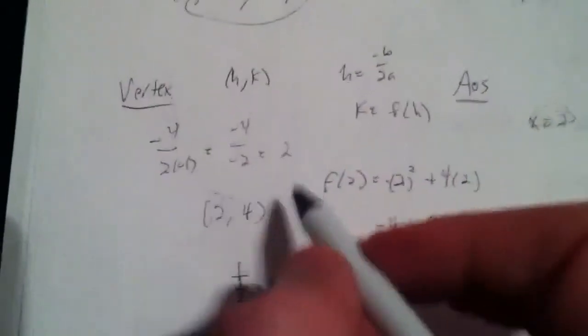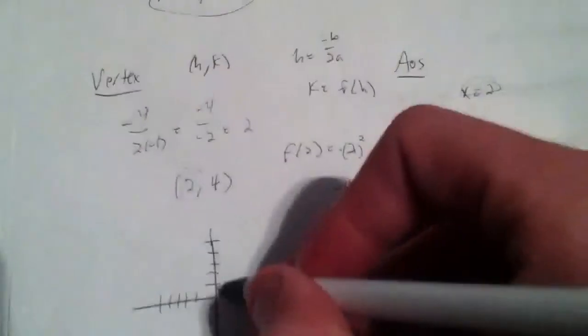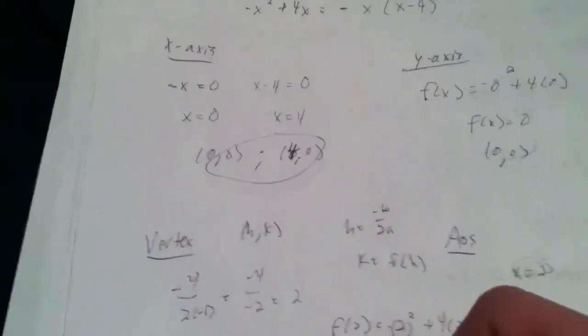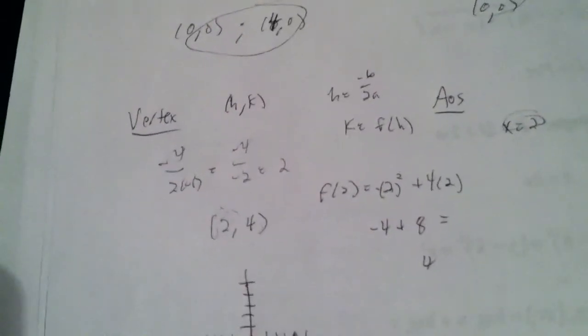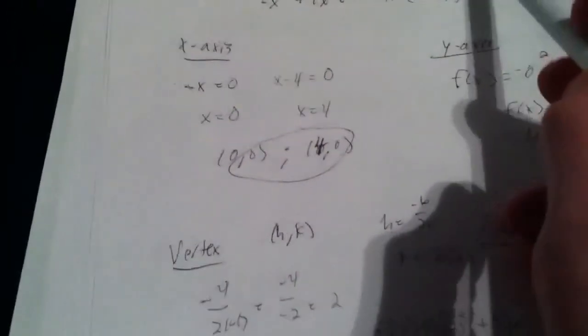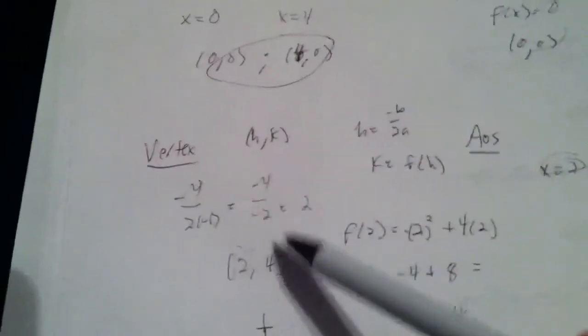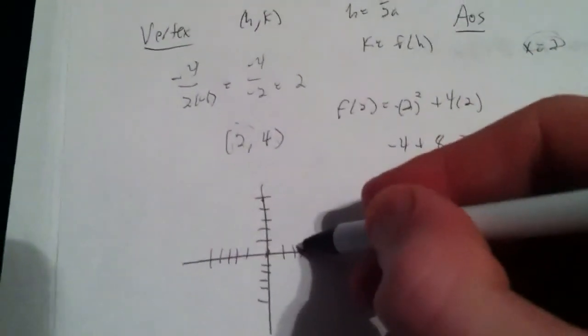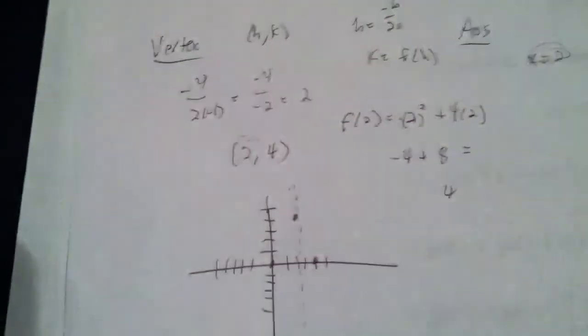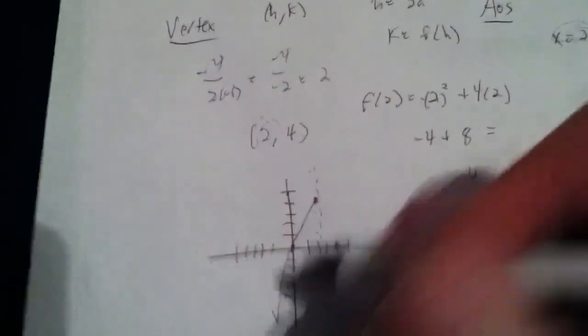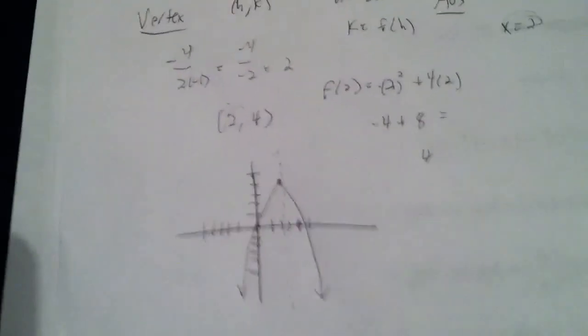So now that we have all the answers that we need to graph it, we're going to sketch the graph. First thing, we'll look at the x-axis. 0, 0 is our first point, and 4, 0 is the second. So that's where it's going to touch on the x-axis. We know it opens downward because it's negative. So then we'll graph the vertex, which is 2, 4. So 1, 2, 1, 2, 3, 4 up here. The axis of symmetry goes down like this. There you go. That's it.